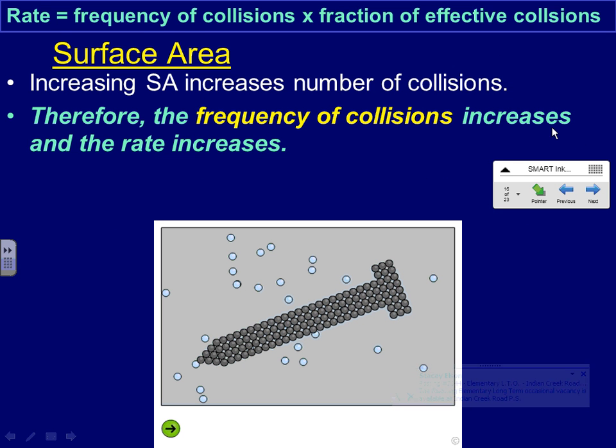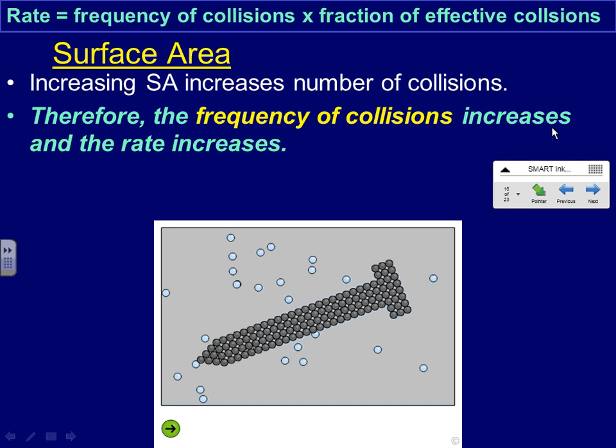Number 2, surface area. Surface area is the same thing. If you've got a solid and it can be broken into many chunks, then again, you're going to have more collisions taking place on the surface. Again, my animation was of a nail that was rusting, and then in the next part of the animation, the nail broke into pieces, and every time there was a collision, you could see that there was a reaction. So this increased, again, the frequency of collisions.